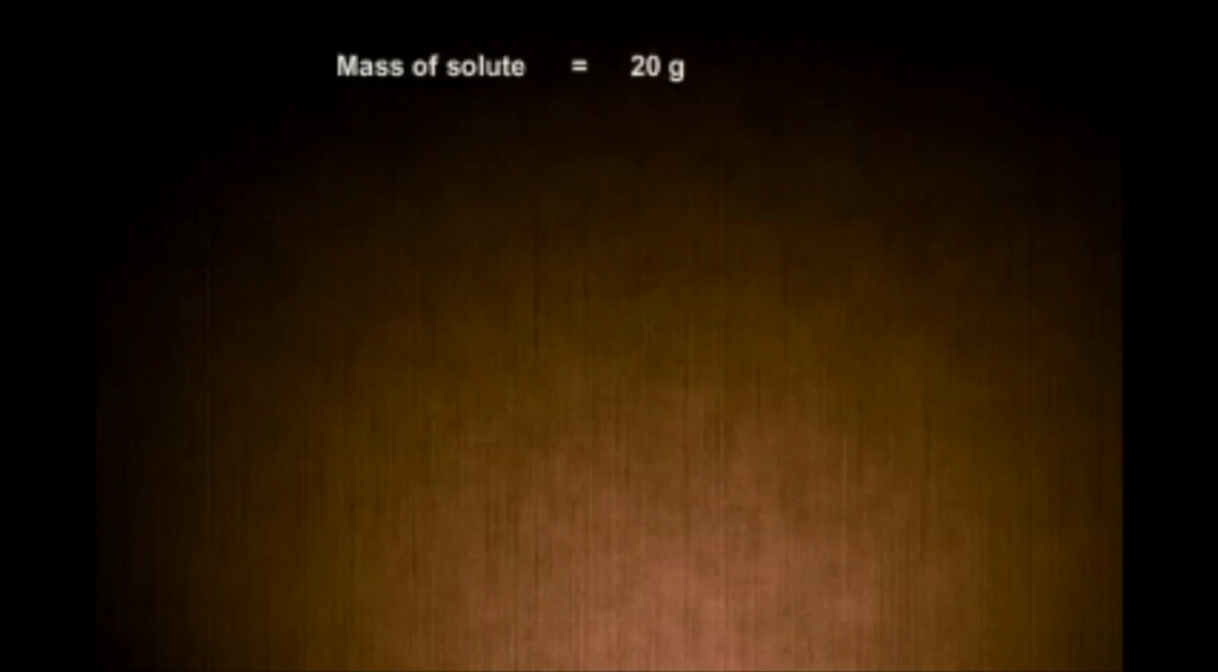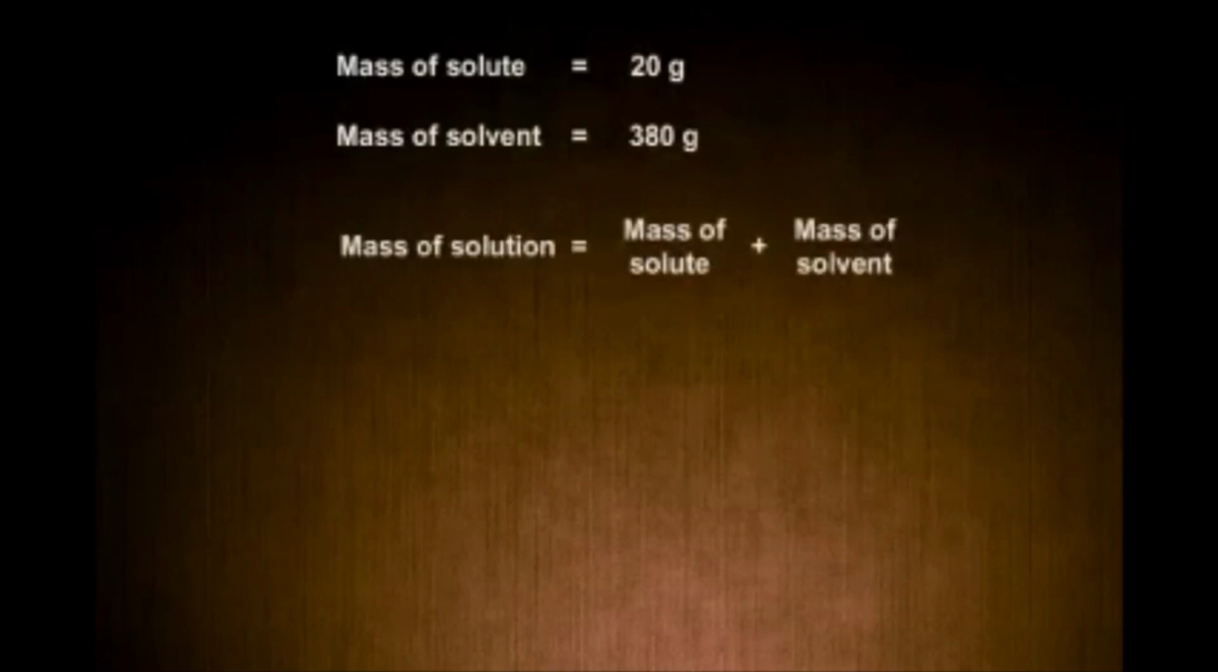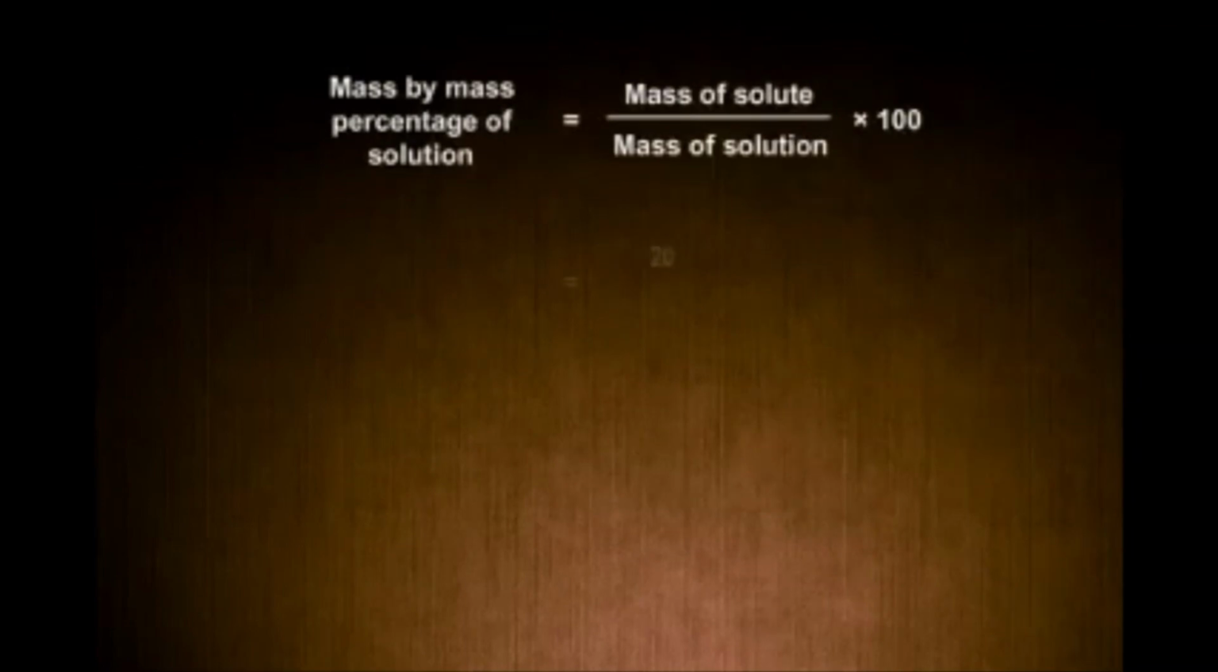Fine. Let's first write down the information that we have. Mass of the solute. And what is a solute? Well, sugar in this case is 20 grams. Mass of solvent, that is water, is 380 grams. So what is the mass of solution? Simple addition, 20 plus 380 or 400 grams. Now, let's use our formula. Mass by mass percentage of the solution is mass of solute by mass of solution into 100. Mass of solute 20, mass of solution 400, 20 by 400 into 100 or 5%. Simple formula, simple application.